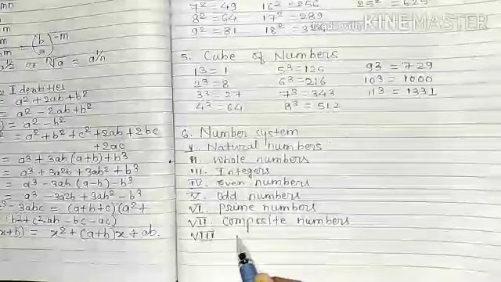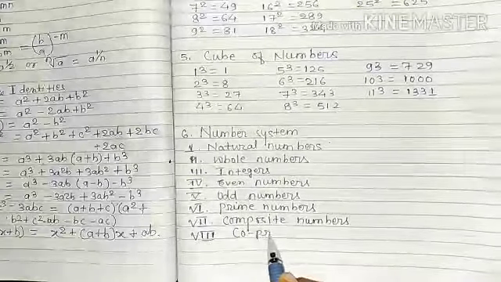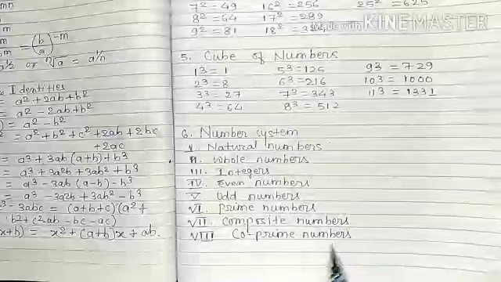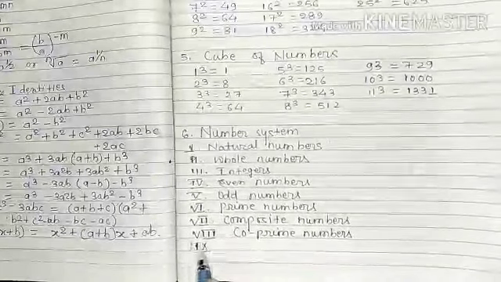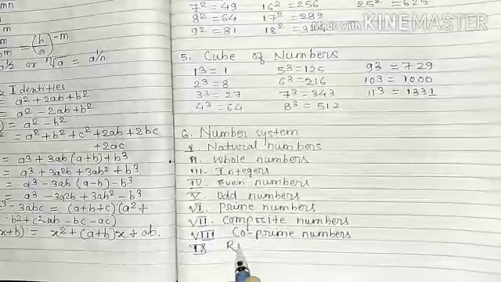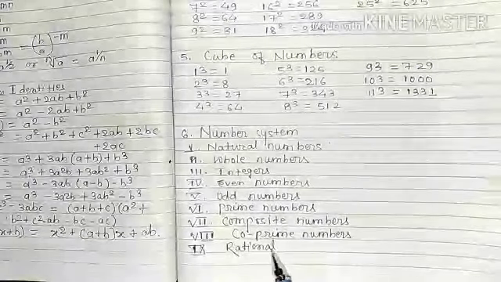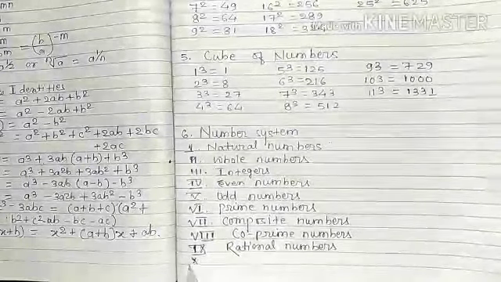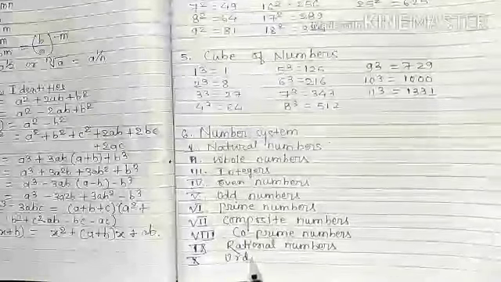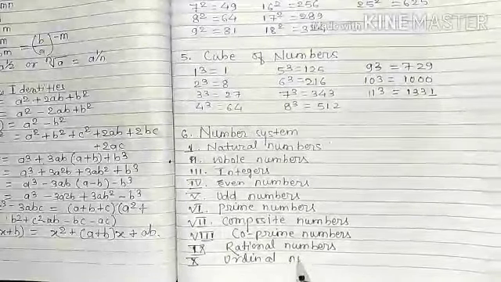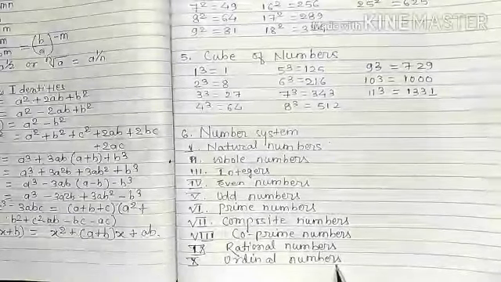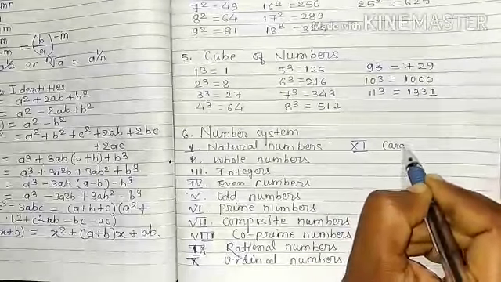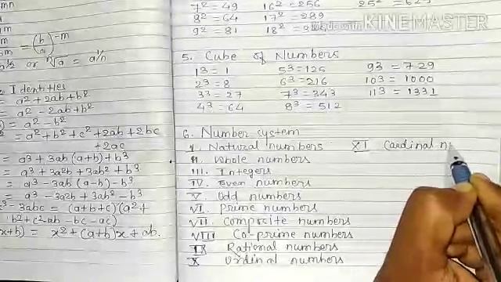Eighth, co-prime numbers. Ninth, rational numbers. 10th, ordinal numbers. 11th, cardinal numbers.